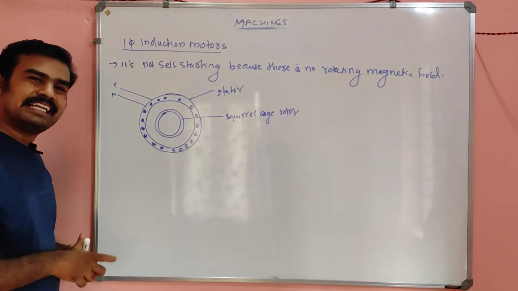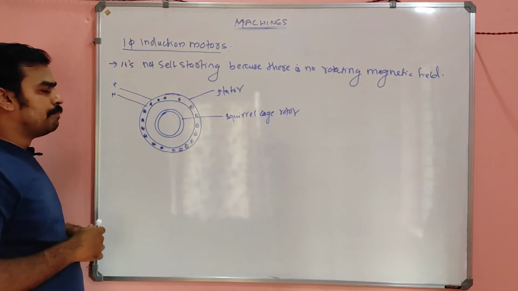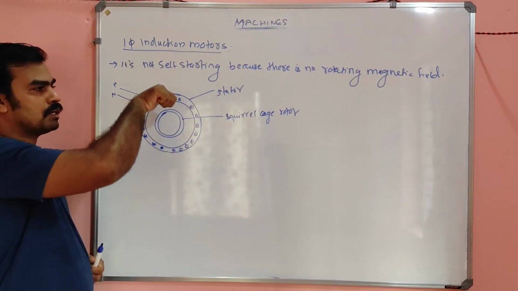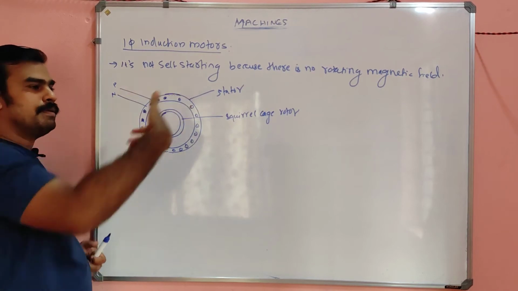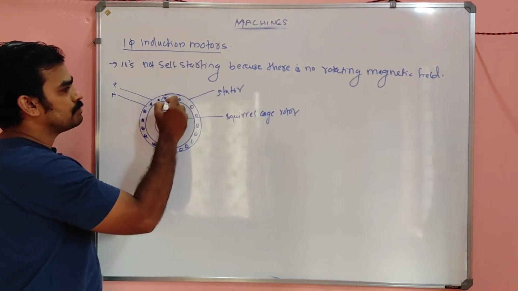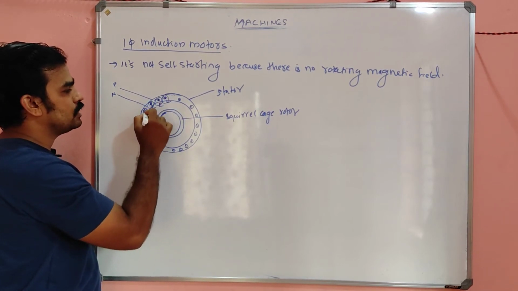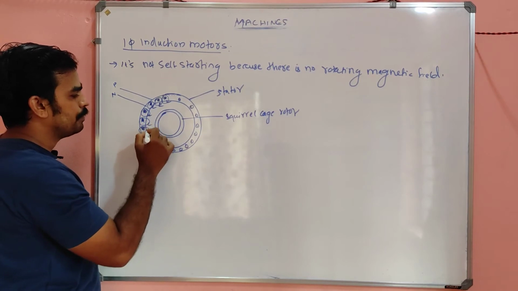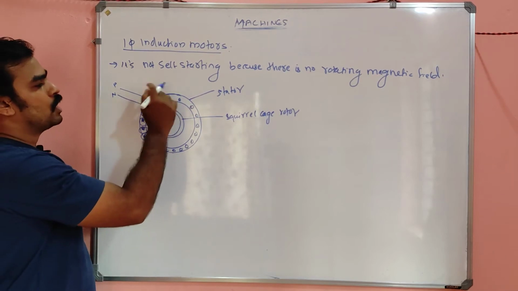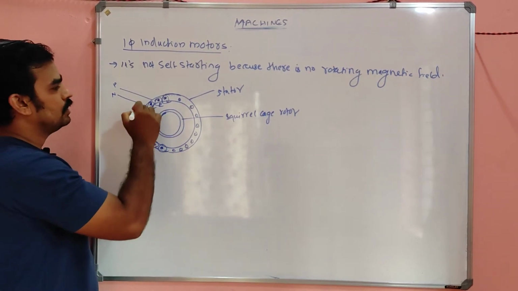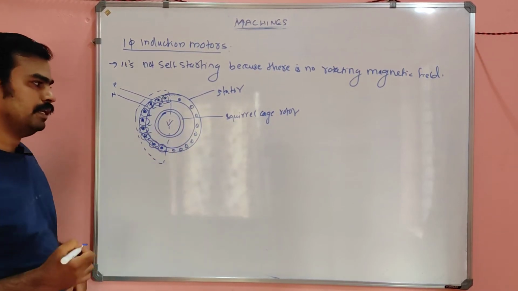So what happens? Consider the nature of the magnetic field produced here. Here the current is moving into the coil, so by the right hand thumb rule the magnetic field will be clockwise. So effectively there is a clockwise magnetic field here, here also, here also, here also. So effectively a clockwise magnetic field will arise here. I can draw it like this.